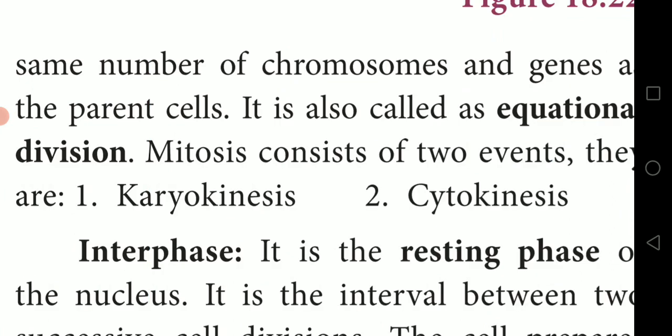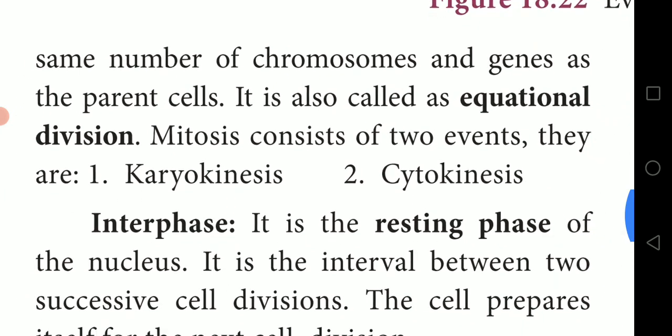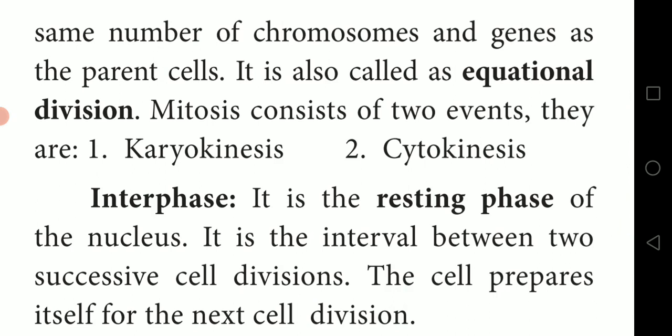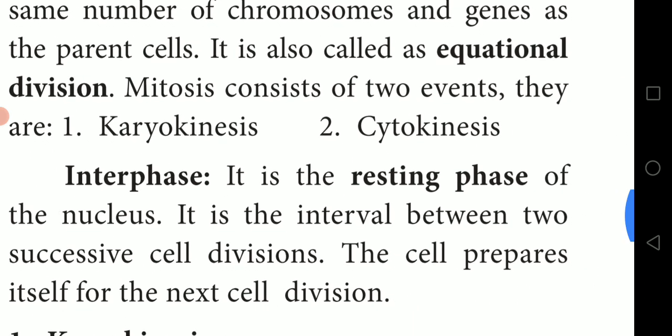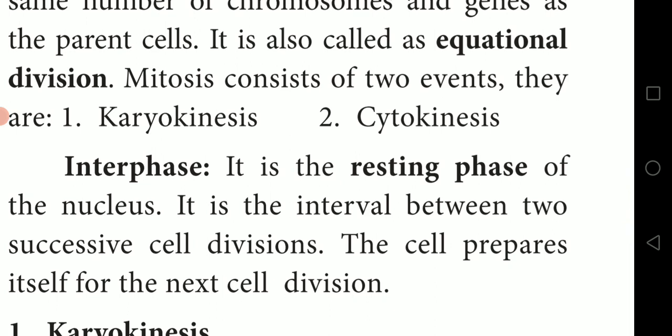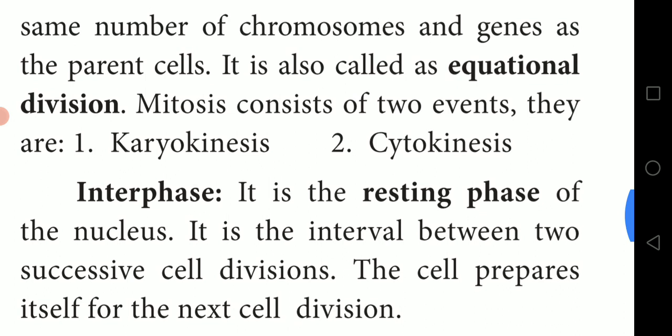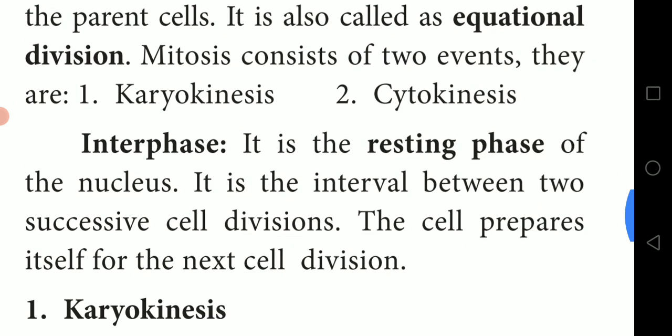Mitosis consists of two events. They are karyokinesis and cytokinesis. What is karyokinesis? The division of the nucleus into two daughter nuclei is called karyokinesis. We'll see all these things. Then what is cytokinesis? The division of the cytoplasm, that is what we call cytokinesis. So all these things we'll see here.